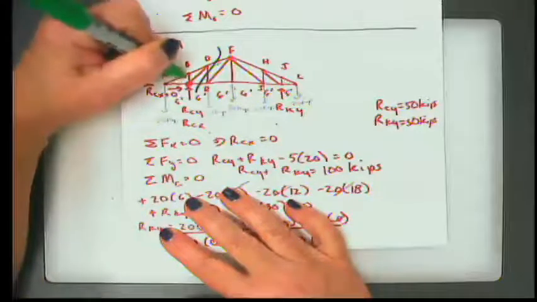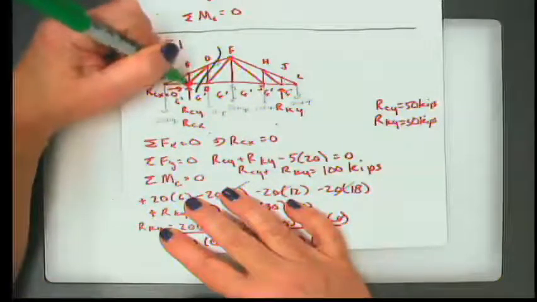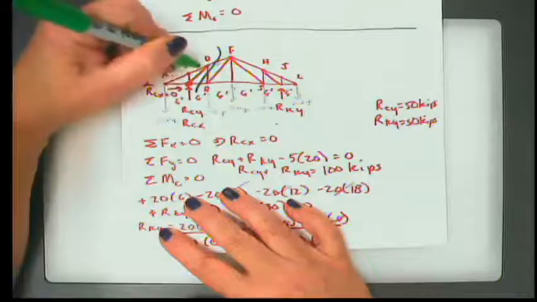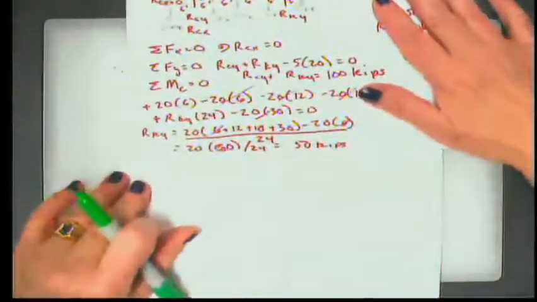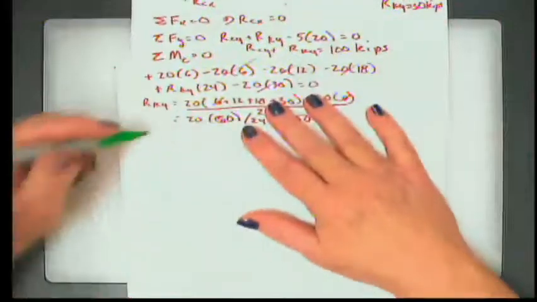Now, if I'd used method of joints, I would have had to find this and this, then come up here and find this and this, then come here and find this and this, then I would have had to find that. So in other words, it would have been a lot more complicated. This I can do in like a one-step process.